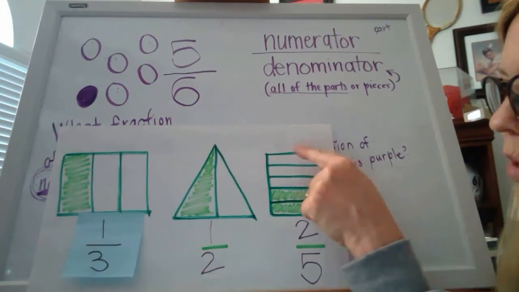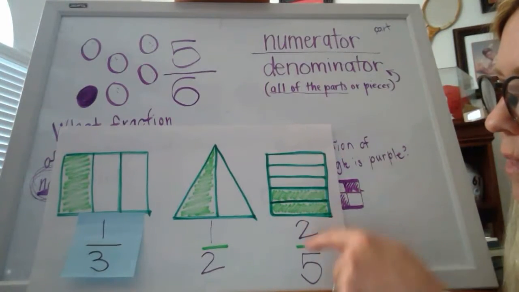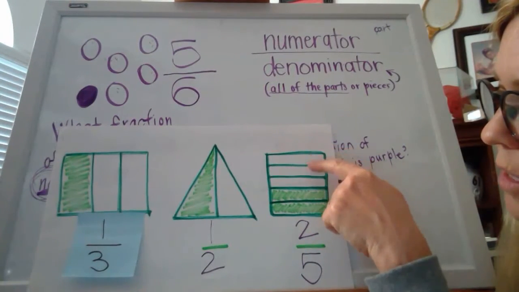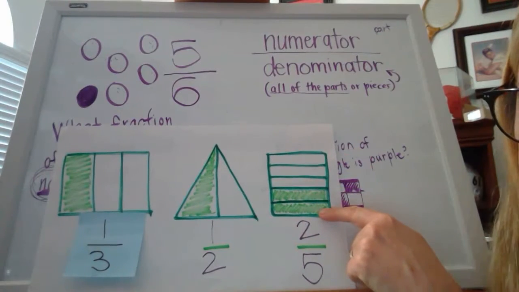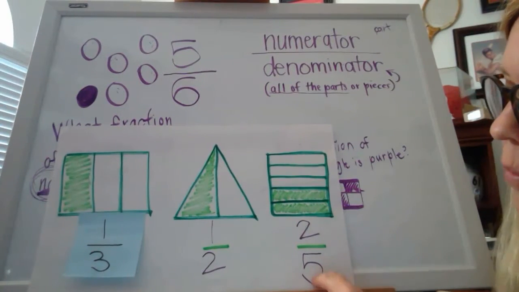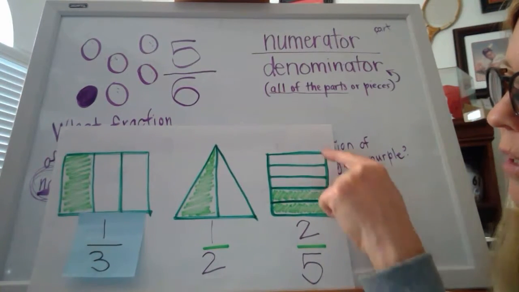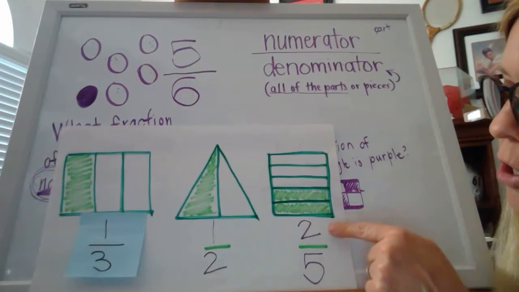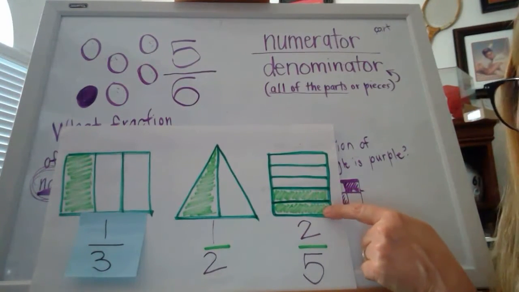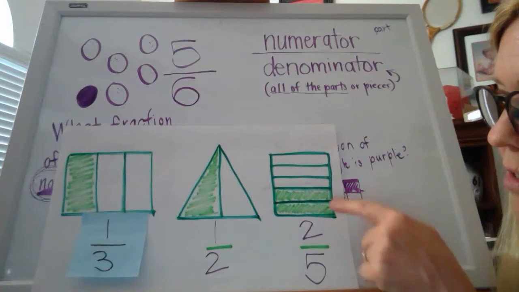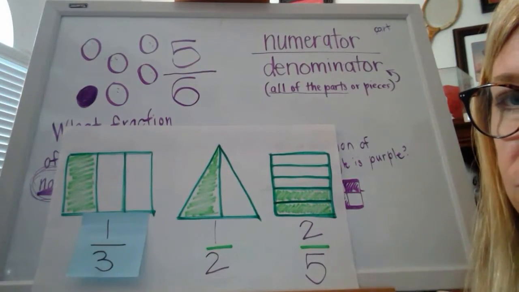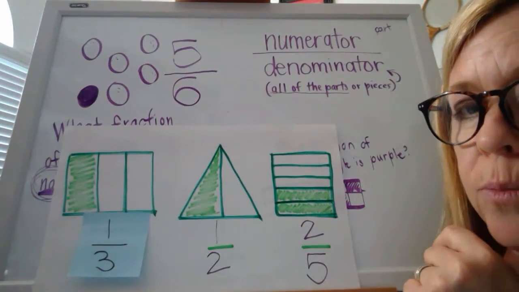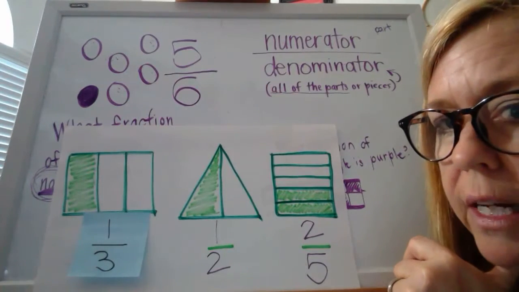All right, and then if we look at this rectangle, our denominator is 5 because we have 1, 2, 3, 4, 5 equal parts. So our bottom number is how many total parts. And our top number, our numerator, is 2 because 2 out of the 5 parts are green, and we call that 2/5.